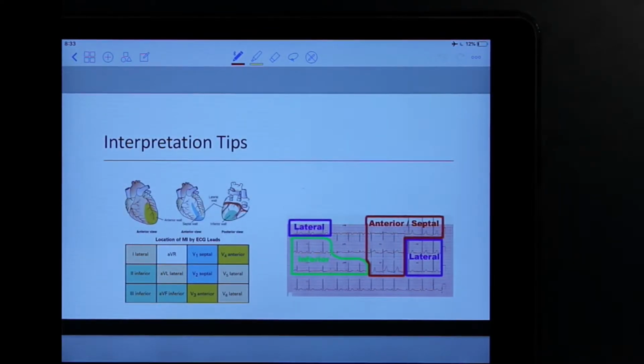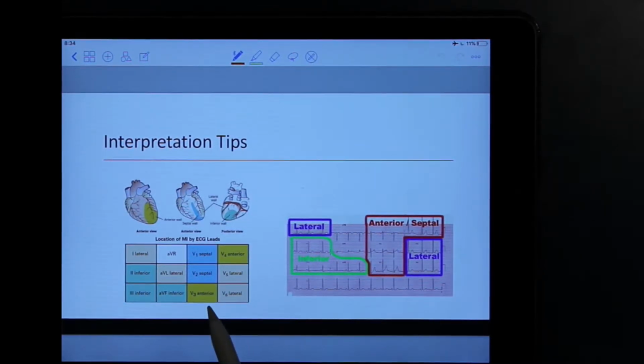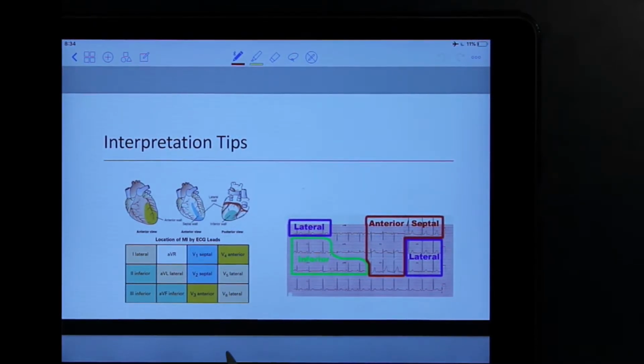So some interpretation tips to help you localize where exactly the myocardial infarction is happening. If you look down here, we have leads 1, aVL, V5, and V6. These correlate with lateral STEMIs. 2, 3, and aVF, which is what we saw in our patient's ECG tracing, would correspond to an inferior STEMI. V1 and V2 are septal, and V3 and V4 are anterior, so this is the anterior septal region.